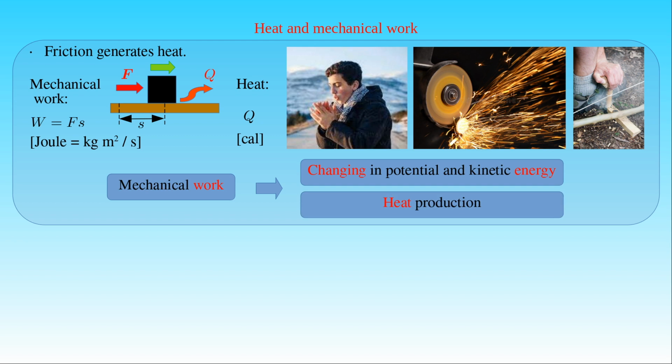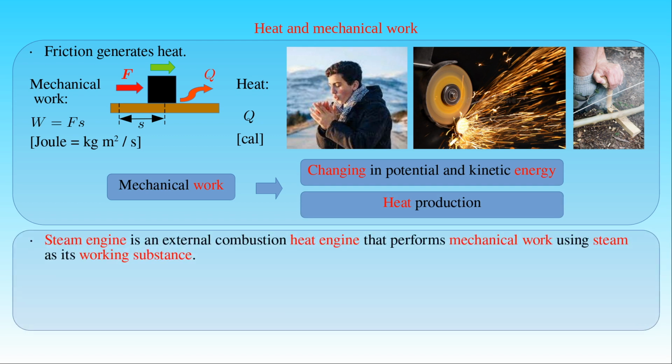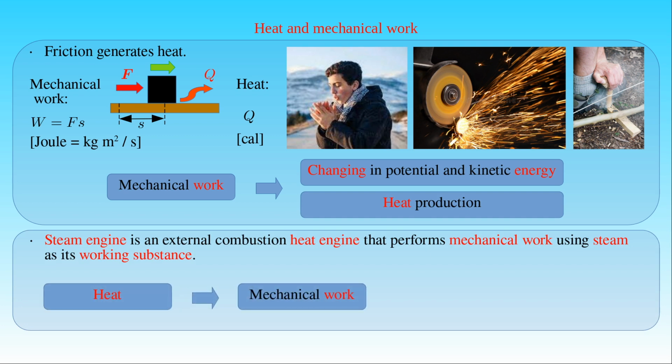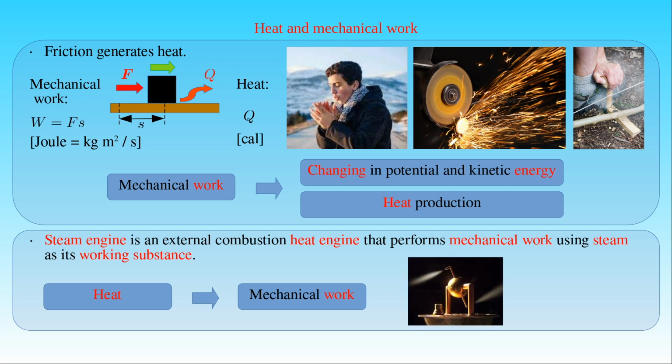Conversely, the example of steam engine, which is an external combustion heat engine that performs mechanical work using steam as its working substance, shows that a given amount of heat can also be converted into mechanical work. The first apparatus demonstrating such a conversion between heat and work is the wind ball or eolipile in Greek, which is a steam reaction turbine. Its invention is usually attributed to Hero, a mathematician and engineer living in Alexandria, but it was Vitruvius, a Roman architect and military engineer, the first who described an eolipile.